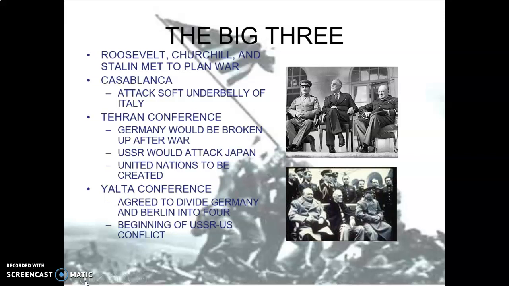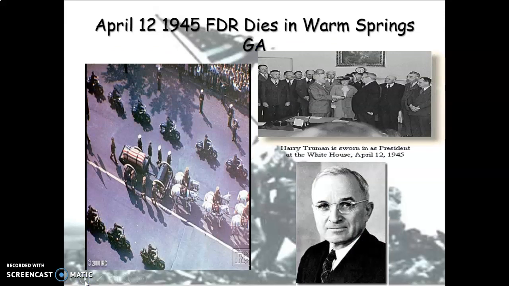At the Yalta Conference, this is the last conference the big three really meet at. By this time, FDR is in bad health. And by the next conference, there will be a new president, and Churchill will be out of office. At Yalta, we agreed to divide Germany up, and we agreed to divide Berlin up into 4 parts. This actually is the beginning of the conflict between the U.S. and the Soviet Union in the Cold War.